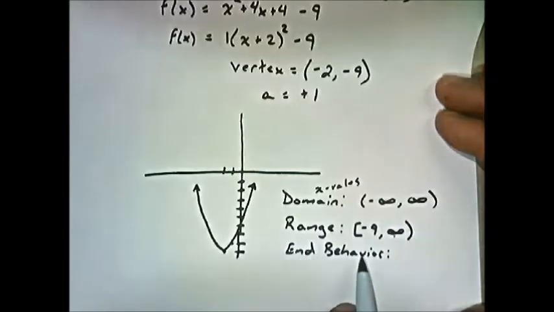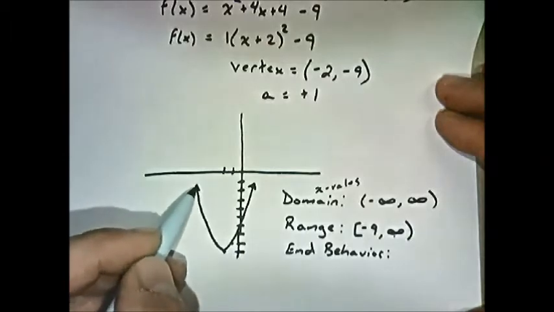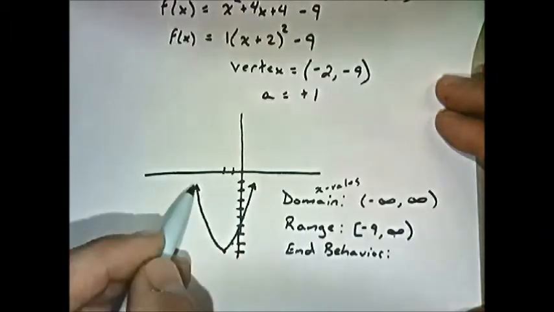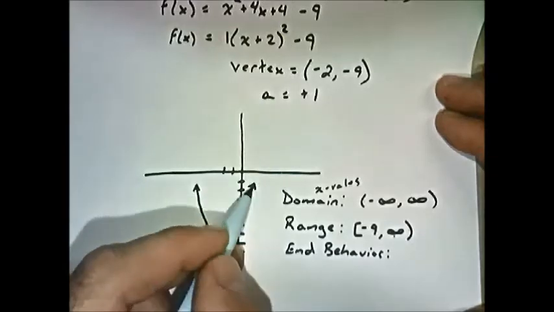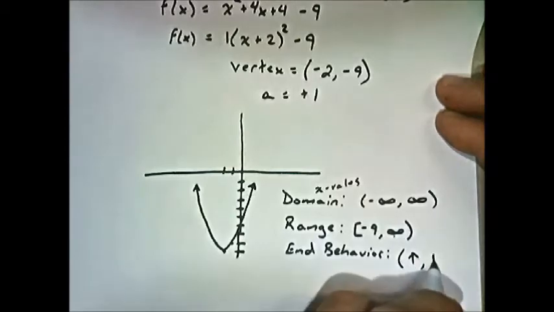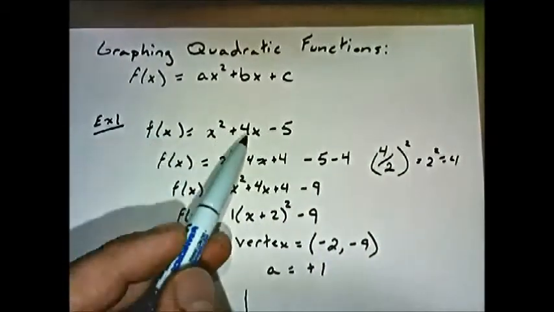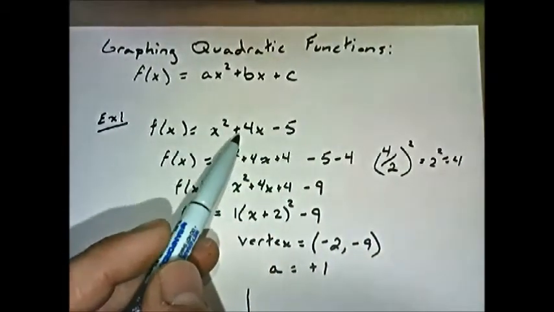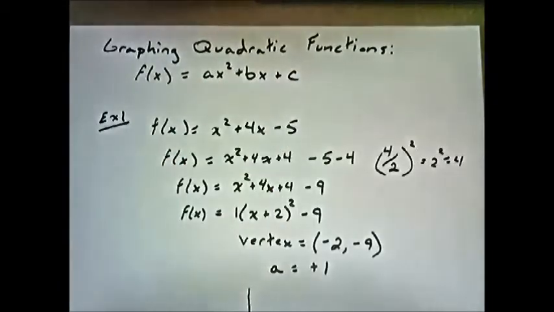My end behavior talks about what happens at the end of each of my curves. Well, notice here, this is pointed up and this one's pointed up. So my end behavior, we say, is up and up. And now we've just graphed our first quadratic equation in ax squared plus bx plus c form.